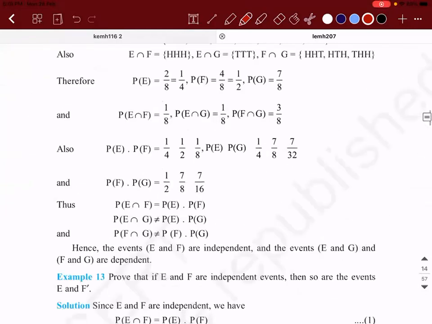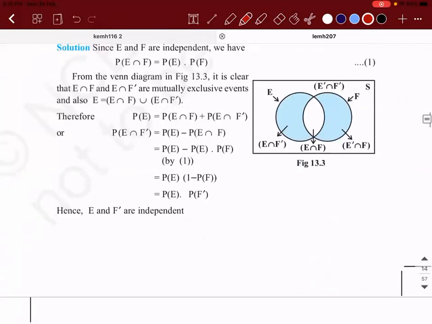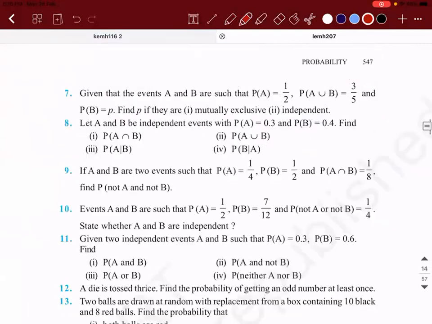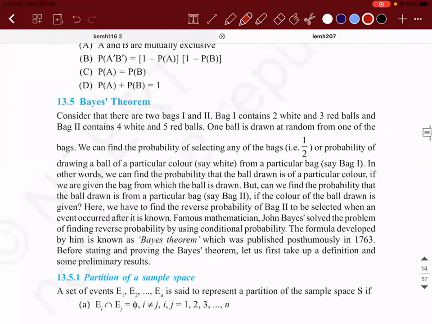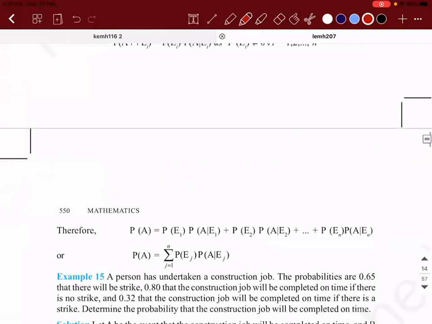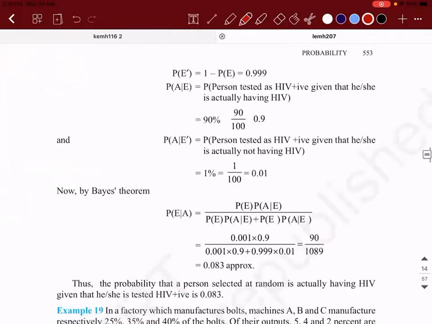Guys, this is the basic. With the hope that you can solve this exercise, I'm leaving it to you. Next class, I'll discuss Bayes' theorem. Then I'll go with the probability distribution.